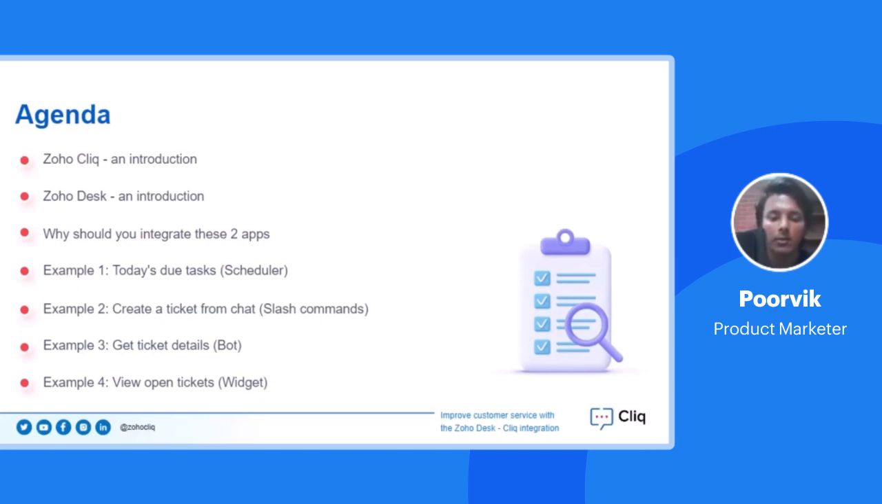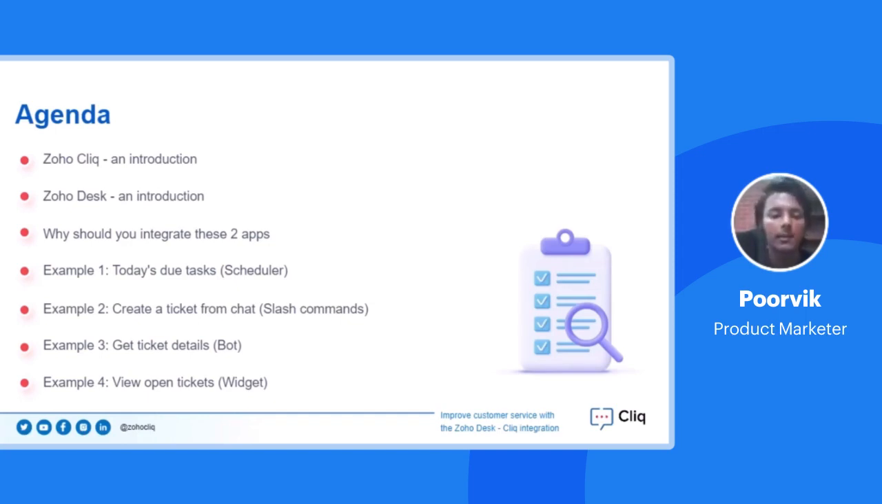So the examples include the internal tools, schedulers, slash commands, bots, and widgets. In this scenario, let's say I'm a support personnel for a company named Zilker. In the first example, the scheduler is going to show me all the due tickets or due tasks for today. And the second example is going to let me create a support ticket directly from the chat using a slash command. And the third example is going to allow me to get details about a particular ticket directly in the chat when I'm in a conversation using a bot.